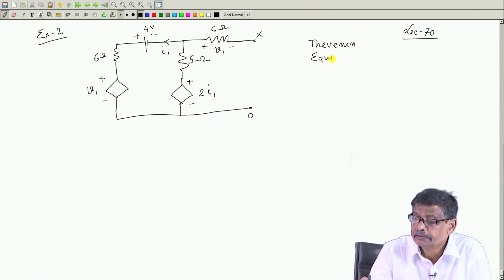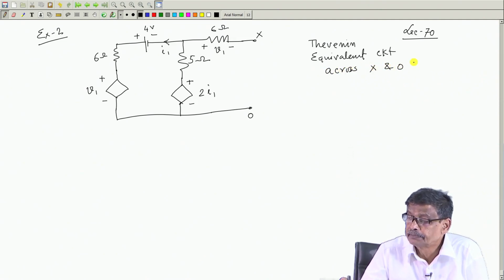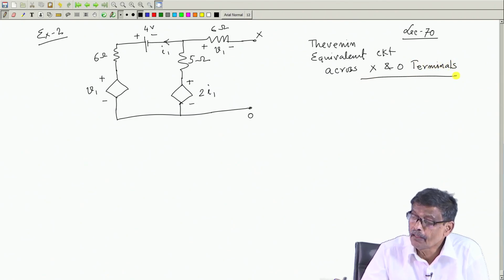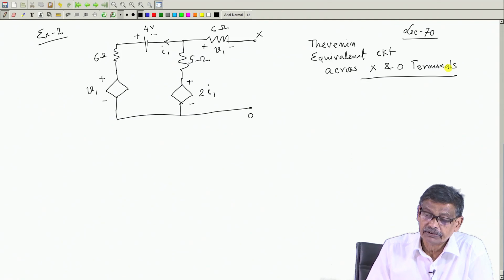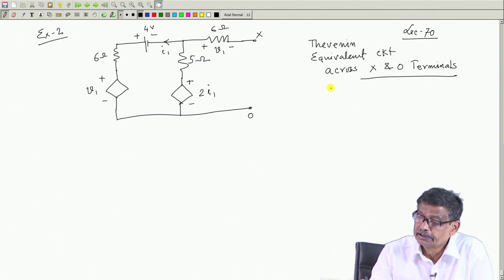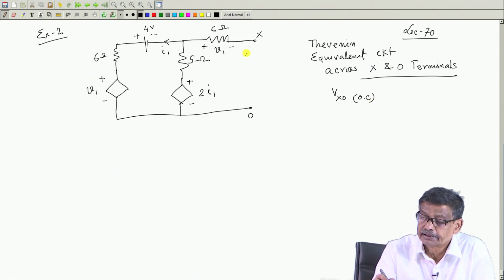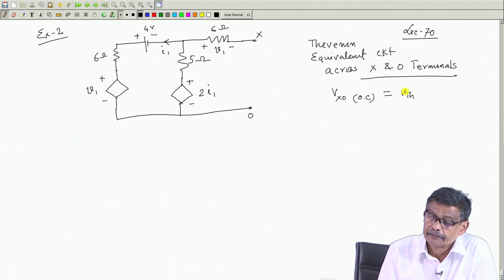equivalent circuit across X and O terminals. I want to find out. So, to find out Thevenin's equivalent circuit, what you have to do is this: you have to first calculate the open circuit voltage, that is V x O with open circuit, nothing is connected across x O, that is the V Thevenin's. So, let us do first that.